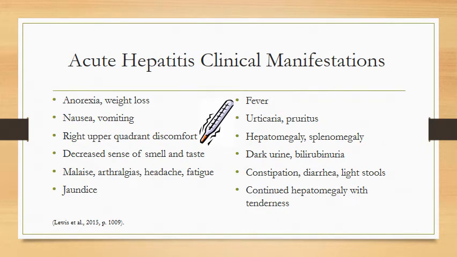In the phase of chronic hepatitis, the clinical manifestations that can be exhibited are malaise, easy fatigability, hepatomegaly, myalgias and/or arthralgias, and elevated liver enzymes, specifically the AST and ALT. In the phase of acute hepatitis, the clinical manifestations that are often exhibited are decreased sense of smell and taste, which often contribute to anorexia and weight loss, nausea, vomiting, right upper quadrant discomfort, constipation, diarrhea, light stools, malaise, arthralgias, headache, fatigue, fever, jaundice, urticaria, pruritus, hepatomegaly, which often continues with tenderness, splenomegaly, dark urine, and bilirubinuria.